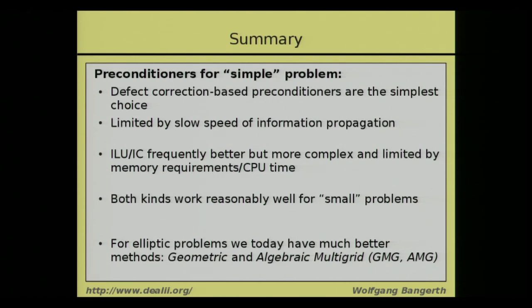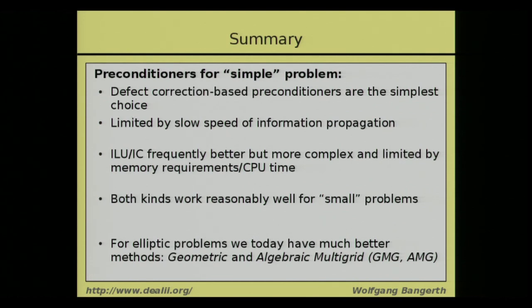So to sum this up, this whole section on preconditioners for simple problems, or let's say simple preconditioners for simple problems. Ultimately, what it boils down to is you have two options, namely these defect correction-based preconditioners and something like ILU or incomplete Cholesky or the sparse approximate inverse and so on and so forth. For small problems, all of these work reasonably well. I would say ILU works better than the defect correction-based methods, but they're more expensive to compute and more awkward to set up. But for small problems, they all work reasonably well.